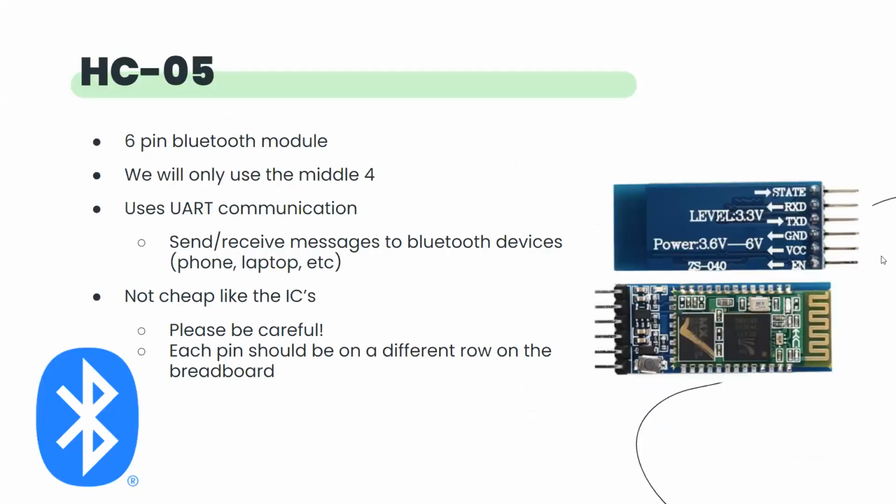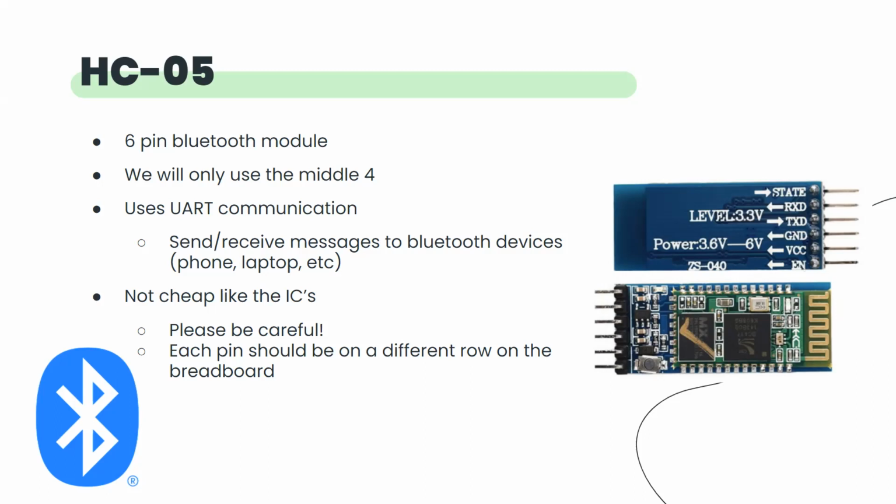So the HC-05 is a 6-pin Bluetooth module. We're only going to need the inner 4 pins, unless you're doing some funky stuff. But we're mainly just going to use the middle 4. And the important thing to note is that this is going to use UART communication. If you can recall, we went over UART a few lectures ago in our communications lecture. It was one of the communication protocols that Arduino uses. It's the one that it actually uses when you upload code. So it's just one of the most prevalent communication protocols. But the important thing to note about these HC-05s is that they are not cheap. These are expensive modules, and it's pretty easy to break them if you do the wrong thing. So when you're doing your wiring, be very careful.